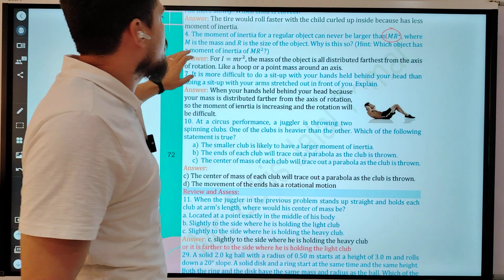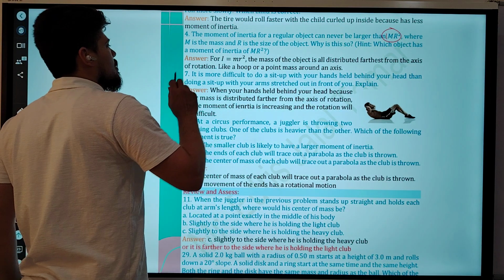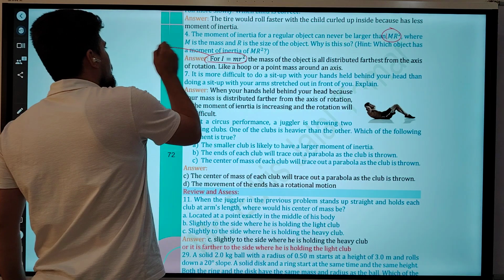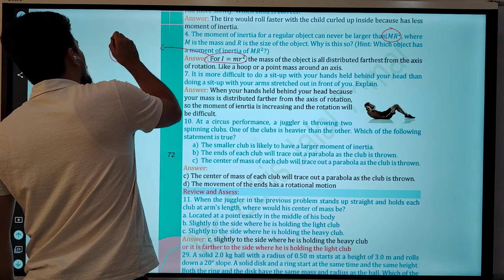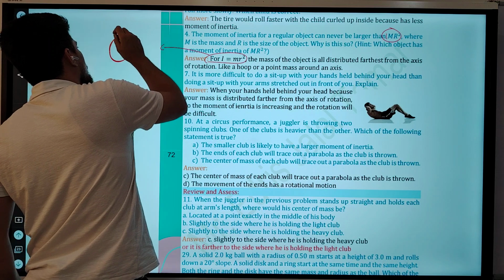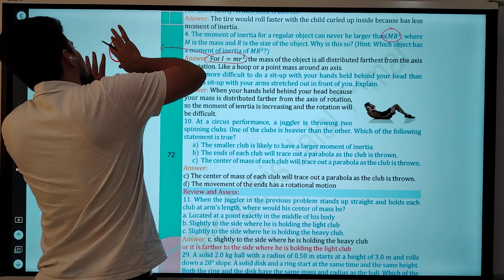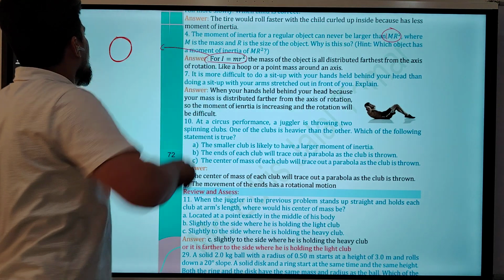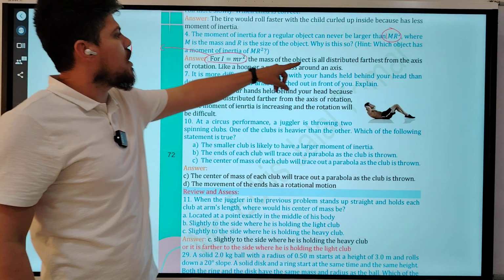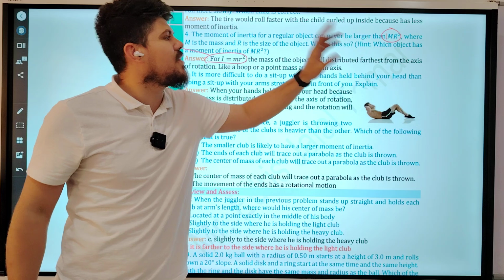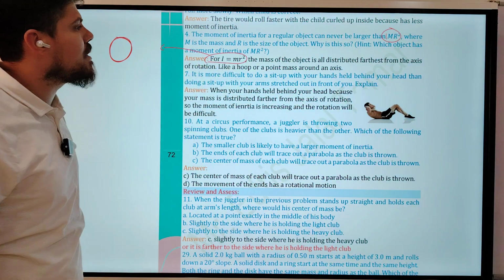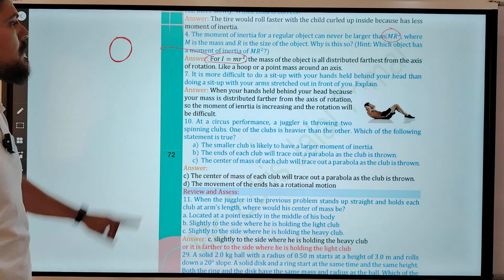Why is this so? Which object has a moment of inertia equal to mr squared? I is equal to mr squared for objects such as a ring, okay? All the mass of the ring is distributed at the farthest point. We cannot distribute this mass farther because the ring is going to break. Okay, the mass of the object is all distributed farthest from the axis of rotation, like the hoop or a point mass around the axis.